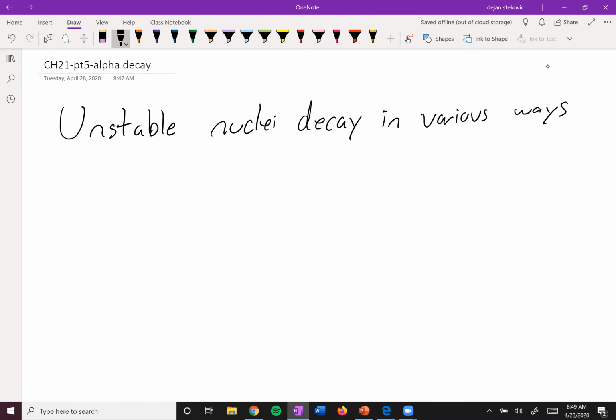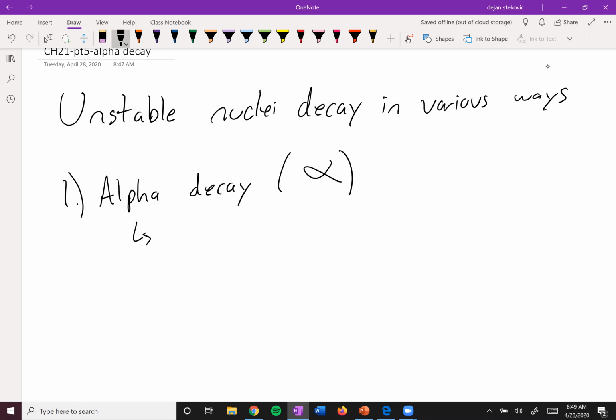All right, so unstable nuclei are going to radioactively decay into stable nuclei, and they can do this through multiple different ways of decay. So the first type is the alpha decay. It gets this symbol that's an alpha. And in alpha decay, the nucleus loses an alpha particle. And an alpha particle is basically just a helium-4 nucleus. So it's 2 protons, 2 neutrons.